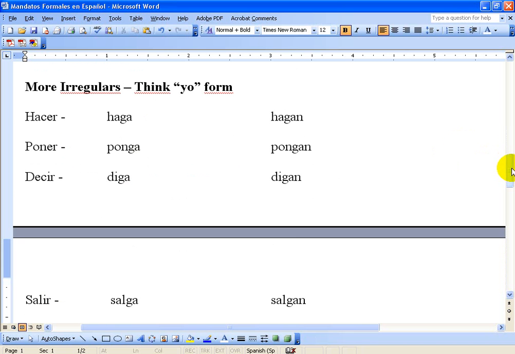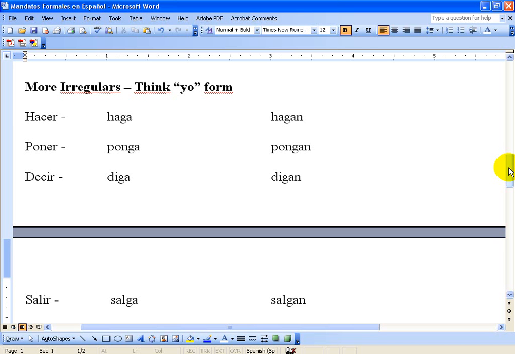Okay, so for these next irregular ones, you're going to want to think to yourself, again, what is the yo form of this verb? And we're doing this because all of these commands have the yo form in them. You'll see. So hacer, if you didn't know any better, you might think that the command was haca, because you just take the ER off and add the opposite with an A, but that doesn't sound right. You've got to think about what the yo form of the verb is. It's hago. So I'm going to use that hago to form my command. So haga, hagan are my usted and ustedes commands.